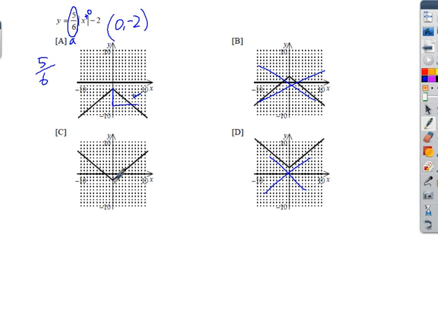Let's just double check this one. Up 1, 2, 3, 4, 5 and over 1, 2, 3, 4, 5, 6. Yes, it lands back on there. And the other side is going to be an exact mirror image of this. It has symmetry across the y-axis. Alright, so C's it.